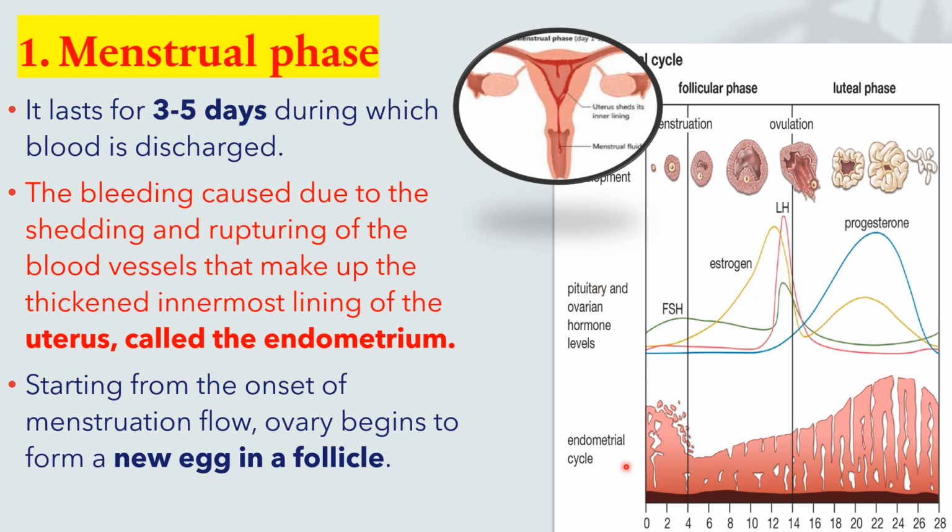Starting from the onset of menstrual flow, ovary begins to form a new egg in a follicle. Here is ovary at the same time. In the menstrual phase, the onset of menstrual flow, ovary begins to form a new egg in a follicle. Then egg formation happens in the menstrual phase.